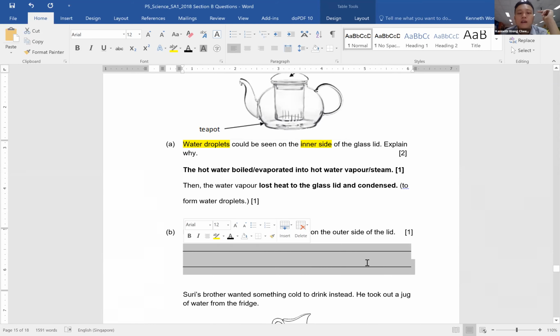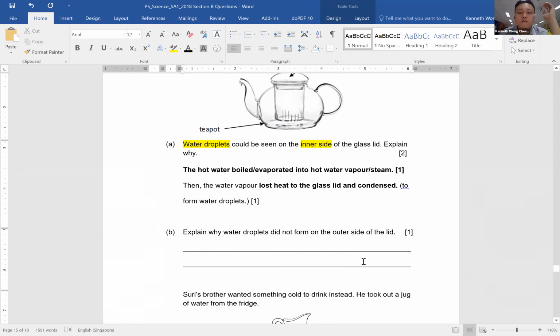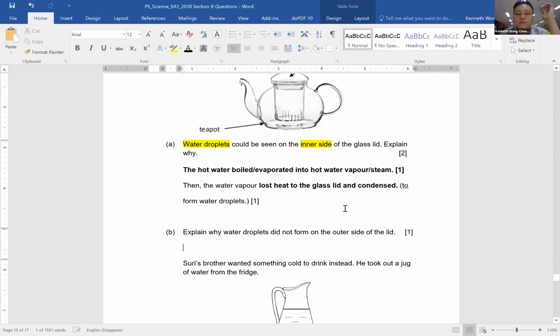Okay, so explain why water droplets did not form on the outer side of the lid. This one I think most of you may not get it. Anyone want to try? Pujit, try. Since the water vapor was at the same temperature as the outer surface, they did not need to condense. Wow, actually very good. I didn't expect that.